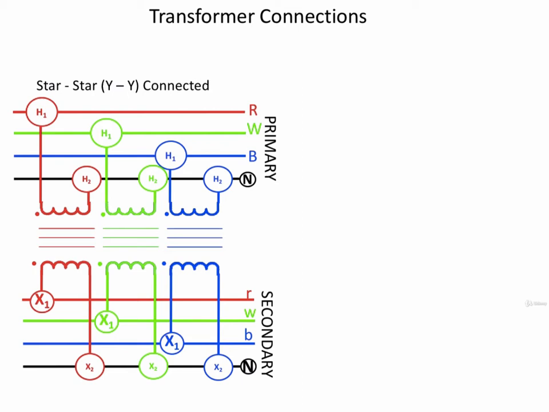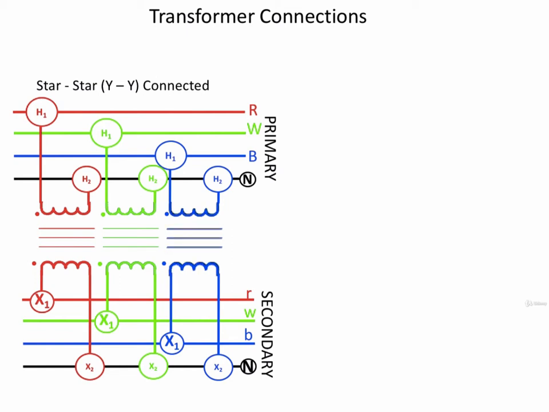The transformer having its H1 terminal connected to the red phase is referred to as the red phase transformer. Likewise, the transformer with the H1 terminal connected to the white phase is considered the white phase transformer, and the transformer with its H1 terminal connected to the blue phase is referred to as the blue phase transformer.